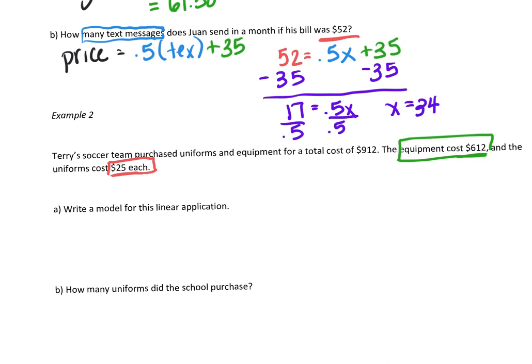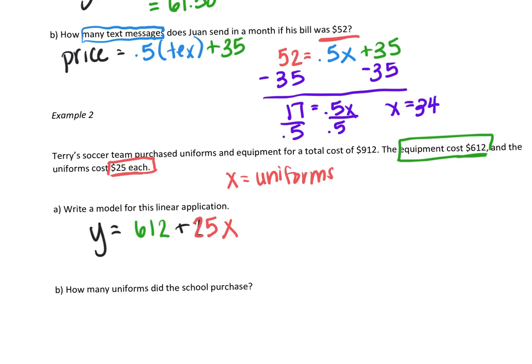So my first thing is y is equal to $612 that I'm paying for the equipment, plus the $25 that I'm paying for each uniform. Remember, x here is equal to the uniforms, right?